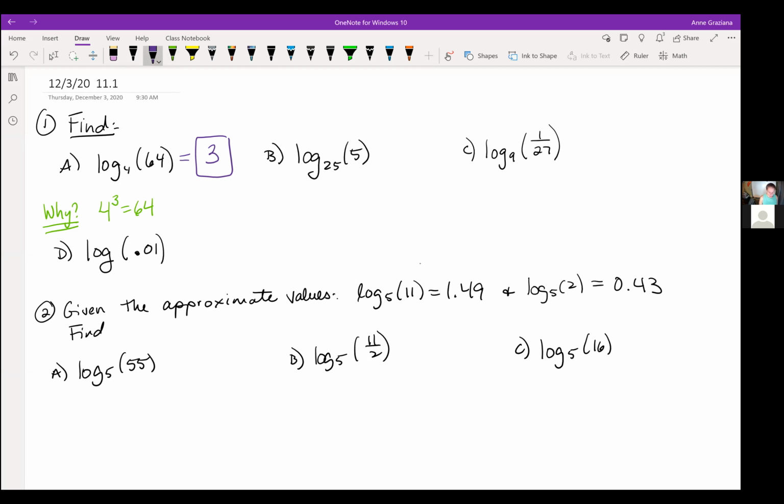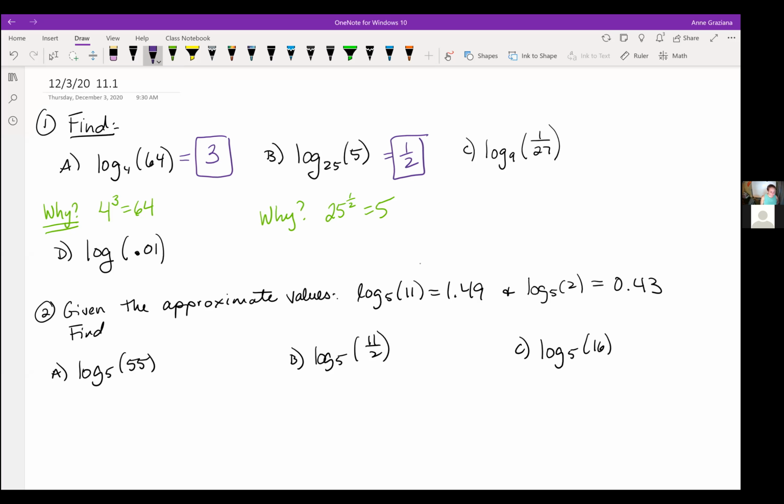All right, log base 25 of 5. How about throwing that in the chat? What do you guys think? Definitely seeing a lot of halves. Good correction there, McKenna. So this is 1/2. That is correct. And the reason why is that 25 to the 1/2 power is 5. That's the square root. It's the exponent that goes on 25 that will give you 5, which is just the definition.